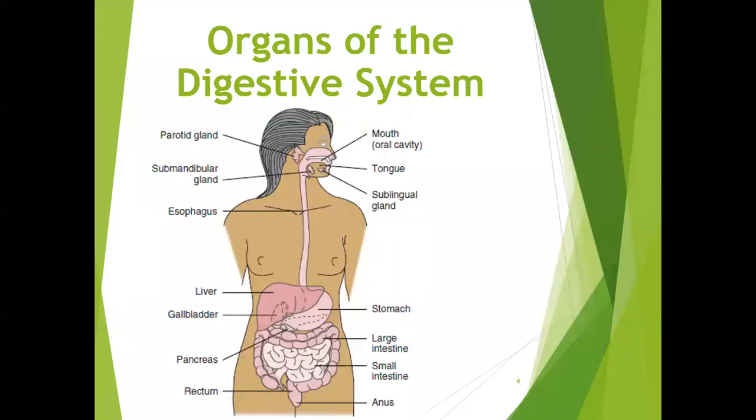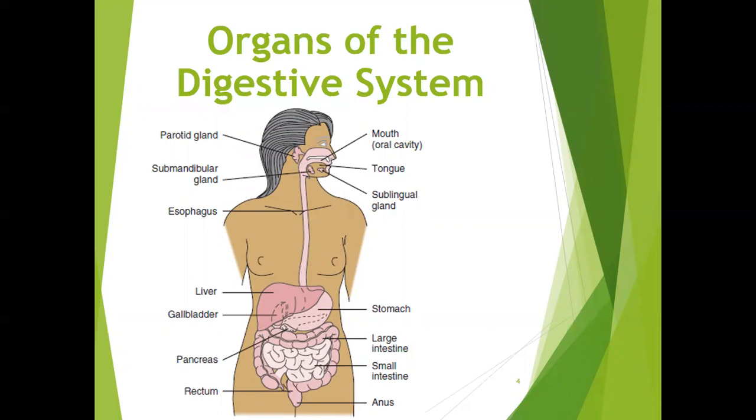Here's a general overview of the organs of the digestive system. The digestive tract, or GI tract, begins with the mouth or oral cavity. Inside of the mouth are the teeth and the tongue. Beneath the tongue is the sublingual gland. The parotid gland and submandibular gland are also accessory organs around the location of the mouth.